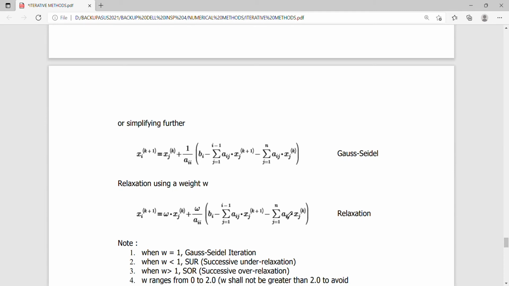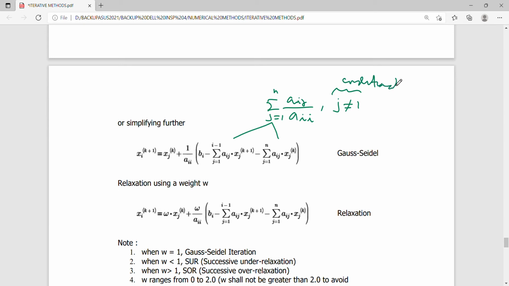on the last presentation, wherein in the Gauss-Seidel approach, I actually made use of the summation aij over aii from j equals 1 to n, provided I have an if condition that j is not equal to 1. So this is the conditional statement that makes my Gauss-Seidel work within the limits of using the latest or the updated value of your x's.